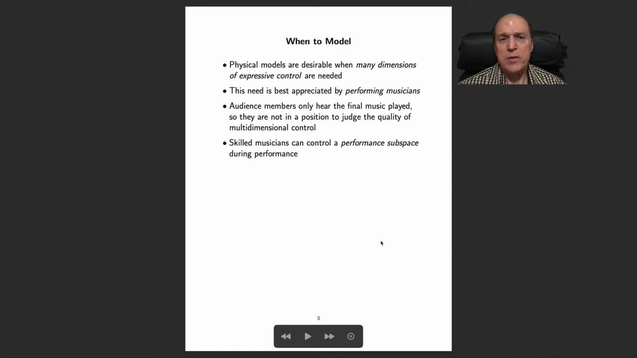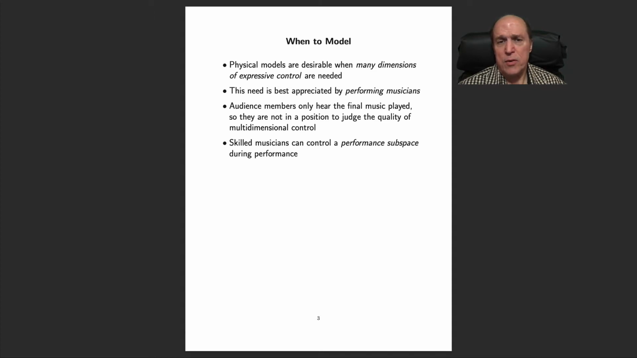And why do we want to do this? When do we want a physical model as opposed to just a recording, sampling, FM synthesis, additive synthesis? There are a lot of synthesis techniques. Why do physical modeling? Well, it's really nice when you want a lot of dimensions of expressive control. Now, it's easy to do that in general, in the abstract, because you can have any number of dimensions of any function. But when you have a lot of dimensions, you want to understand them.